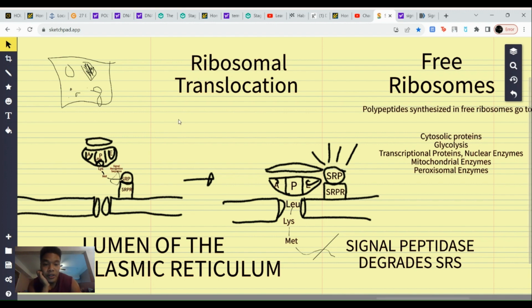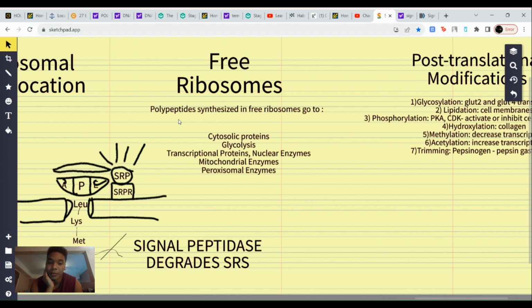So now, free ribosomes. Free ribosomes floating in the cytoplasm synthesize polypeptides that are destined to be a part of the cytosol, so cytosolic proteins, proteins that are involved in glycolysis, so those enzymes. The first one I can think of is phosphofructokinase 1. If you know anything about glycolysis, you're probably familiar with that. Transcriptional proteins, so nuclear enzymes. Anything I can think of right now is like polymerases. That's the biggest one for transcription anyway, but mostly nuclear enzymes.